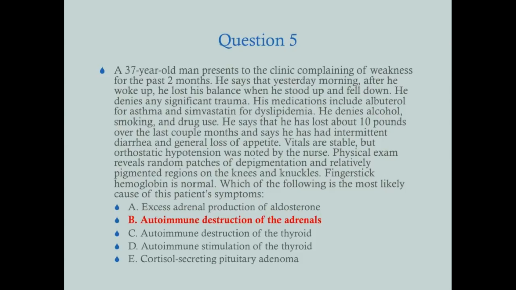D could be confused here. Autoimmune stimulation of the thyroid, what is that? That's Graves' disease. So Graves' disease also results in weight loss and occasionally can have diarrhea as well, but you'll see some other symptoms like heat intolerance, tachycardia, tremor, difficulty sleeping, which we don't see in this patient. He's more fatigued. And then the big one with Graves' disease is that weight loss will be in conjunction with an increased appetite, whereas with Addison's disease, it'll be weight loss in conjunction with a decreased appetite.